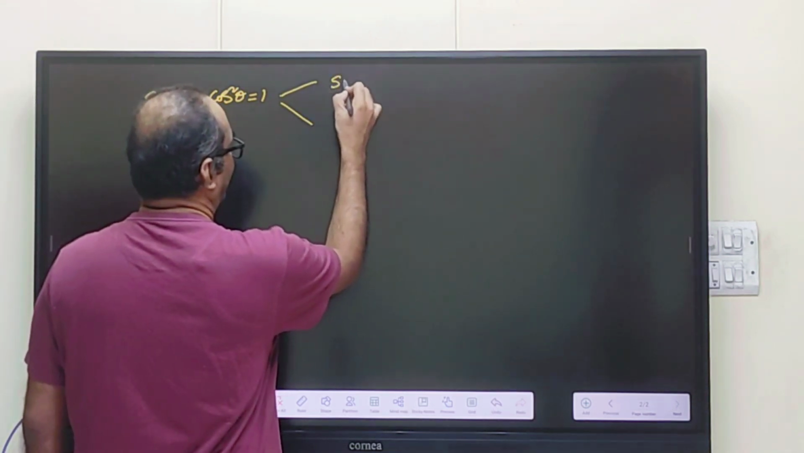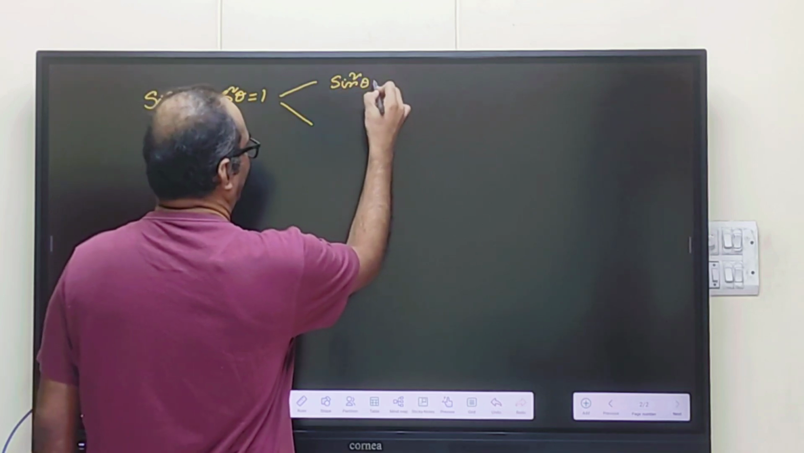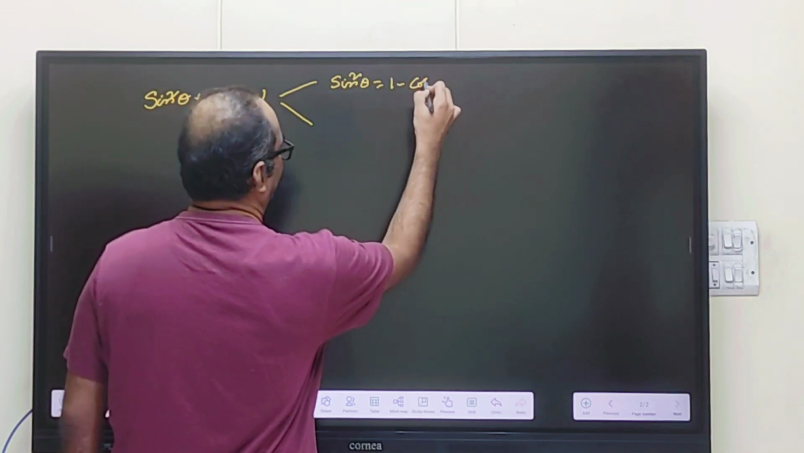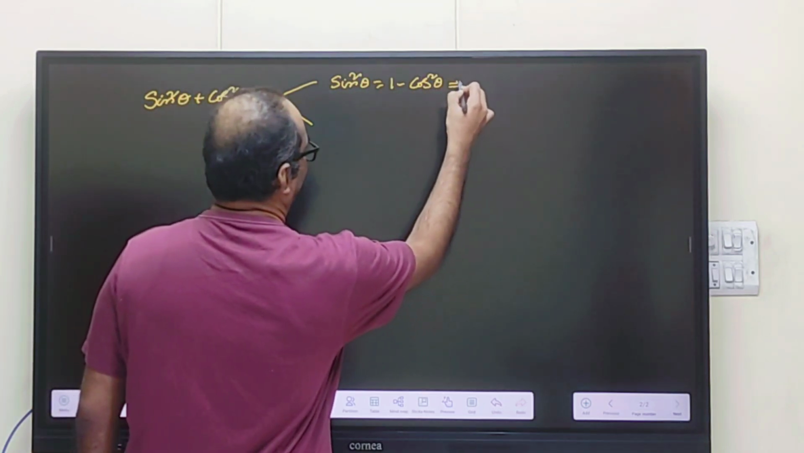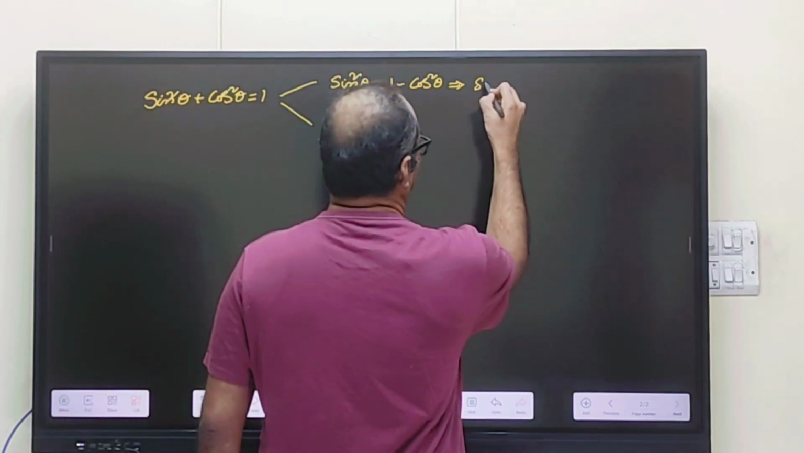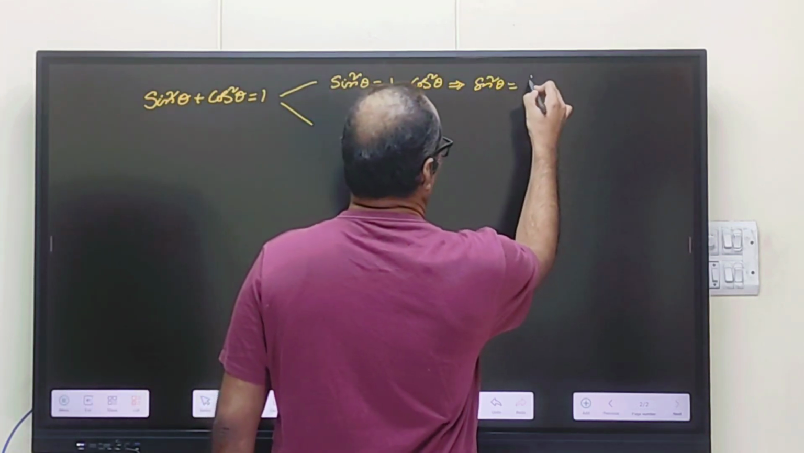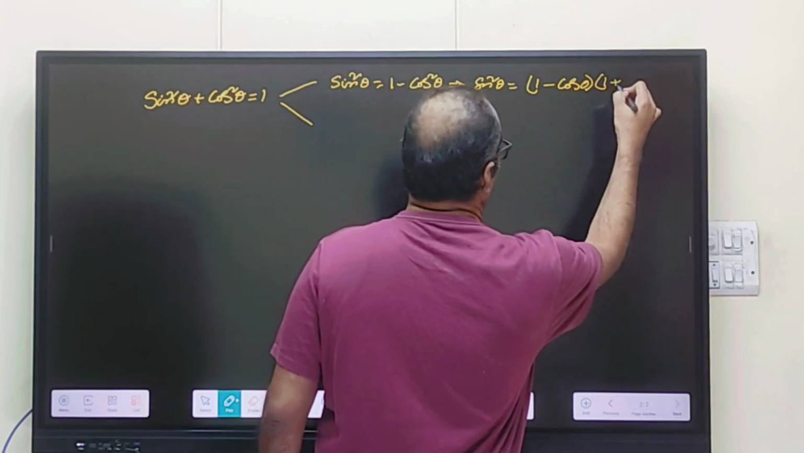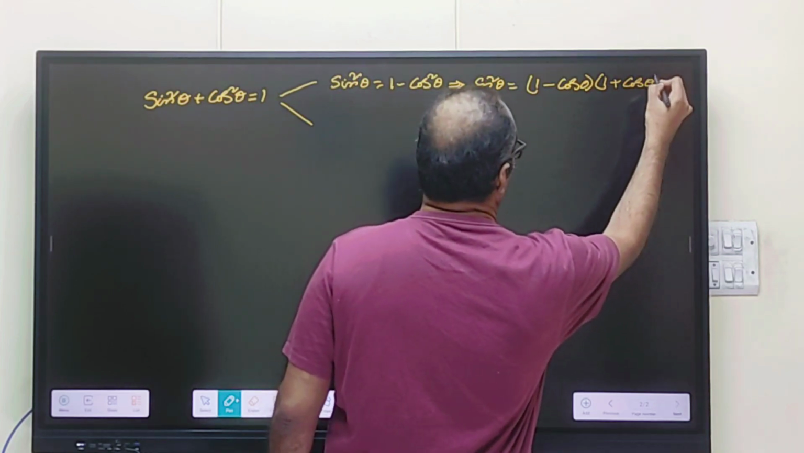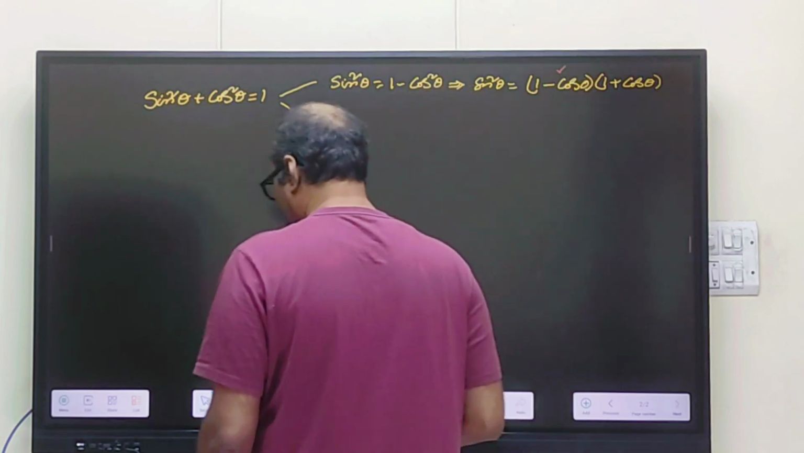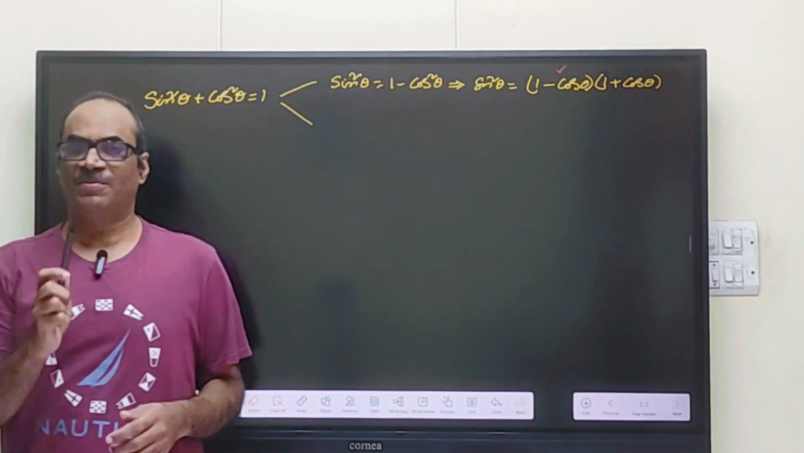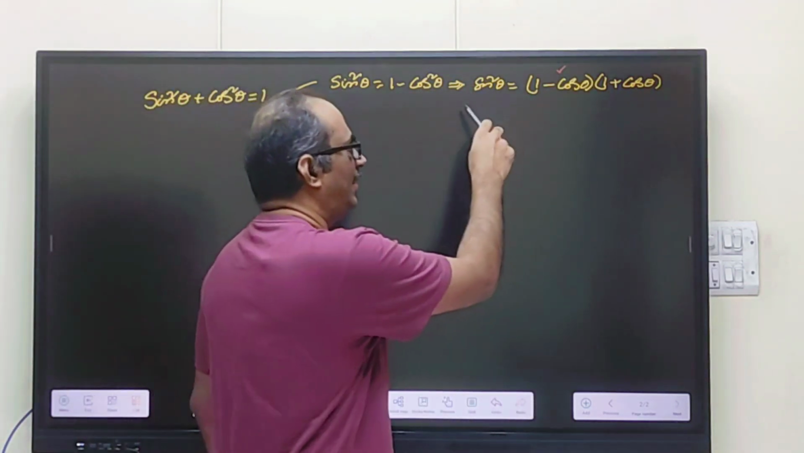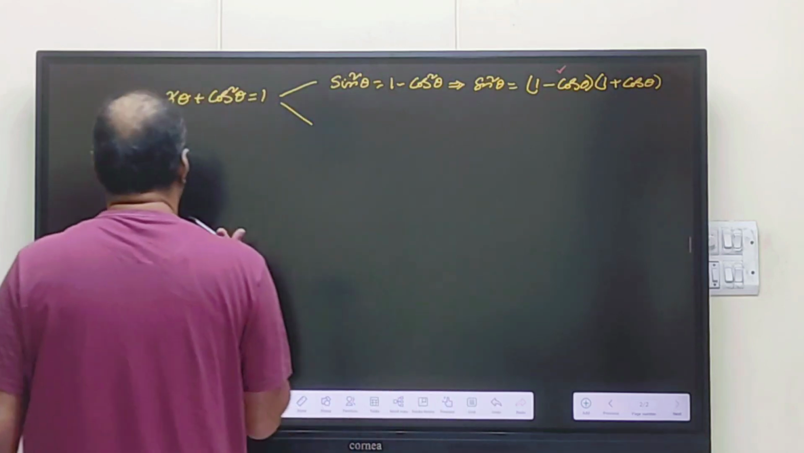One, I can say sin square theta equals 1 minus cos square theta, and that will give me sin square theta equals 1 minus cos theta into 1 plus cos theta. So when you are solving a problem and you see 1 minus cos theta, immediately you know that you have to multiply with 1 plus cos theta, then you will get sin square theta.